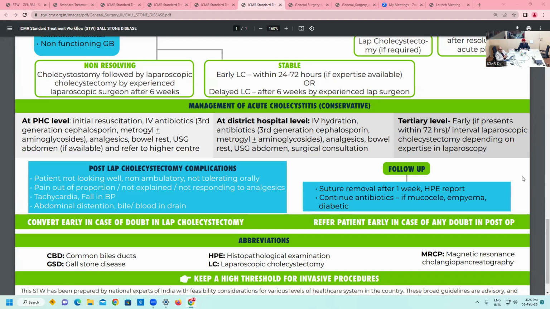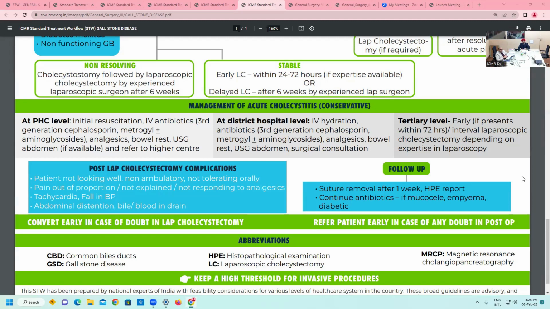But after that, more than 72 hours presentation to the hospital, we must settle down the patient by giving IV fluids, antibiotics, rest to the bowel, and painkillers. And once the patient settles down, we go for elective cholecystectomy after 6 weeks. So this is what the algorithm would be.